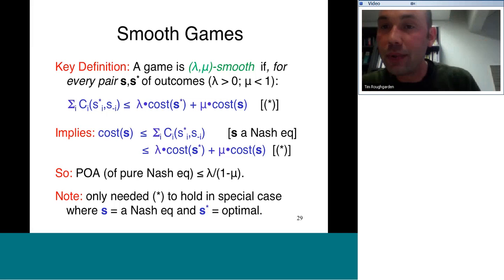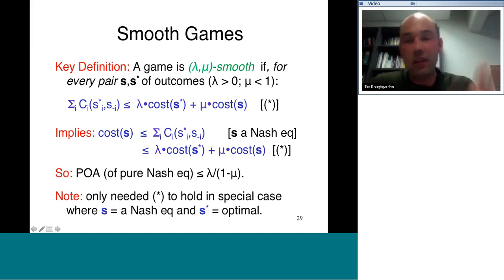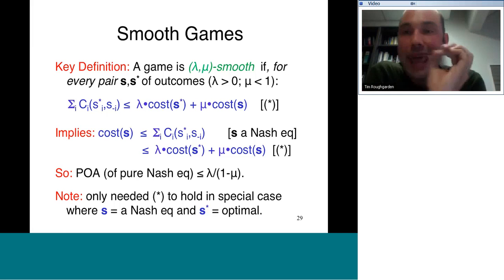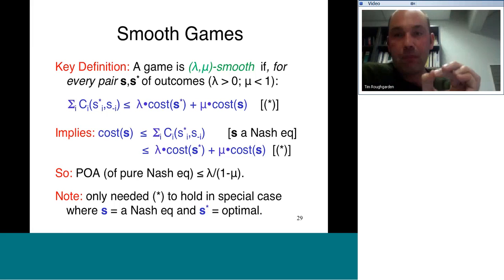No. Okay. So here is the extra condition that I'm going to insist upon. Here is the extra property that's required. I want you to prove this inequality star, not just for the Nash equilibria S of the game, but in fact for all outcomes of the game. This is the stronger price of anarchy proof that's going to enable an extension theorem.